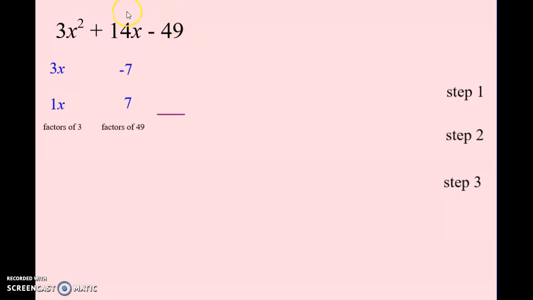So 49 compared with 14, you know that you can't use 1 and 49 as a possibility. Because if I did 3x times 49, I'd get a number way bigger than 14. And even if I did 1x times 49, I would still be too far away from 14. So that tells me I'm going to use the other pair of factors for 49. So 3x times 7 is 21x, and 1x times a -7 is a -7x. And when I add those two together, I get the positive 14x that I need.